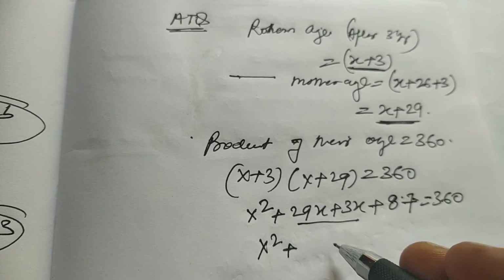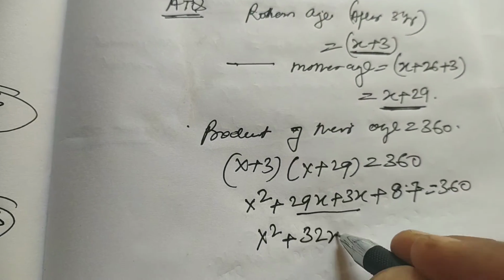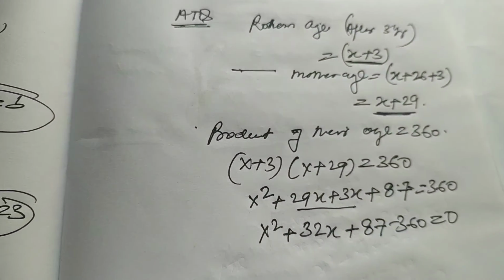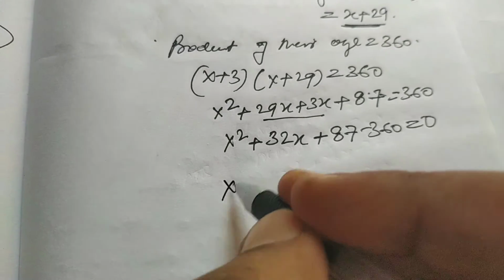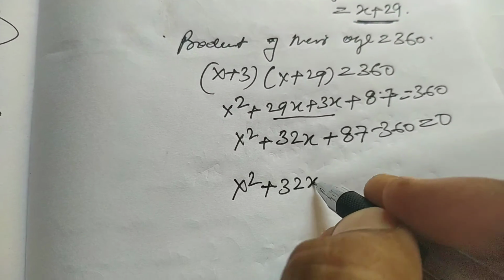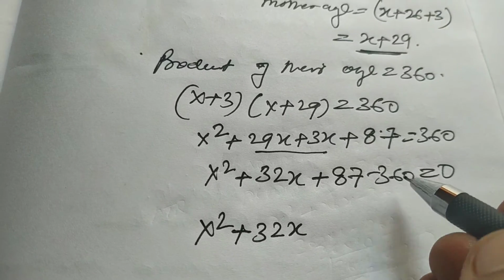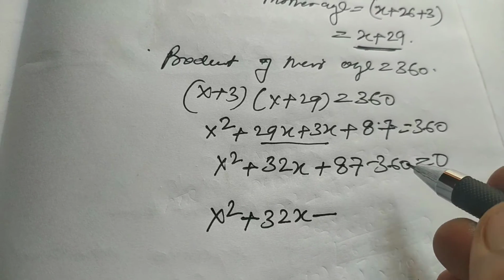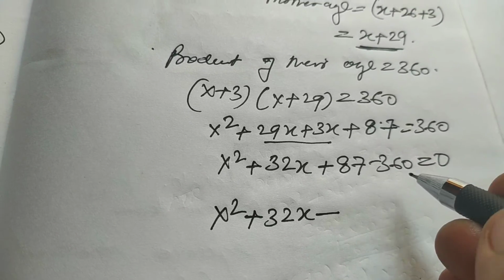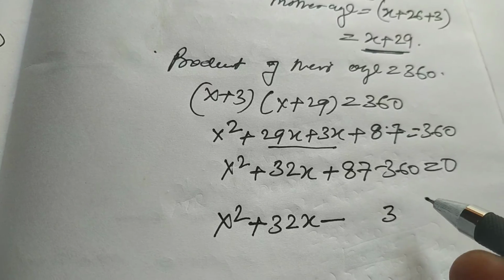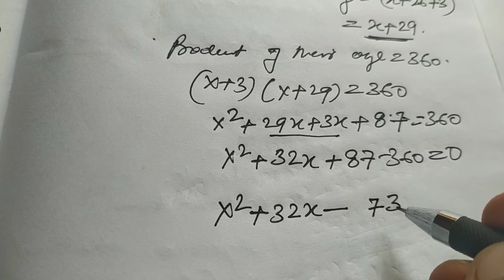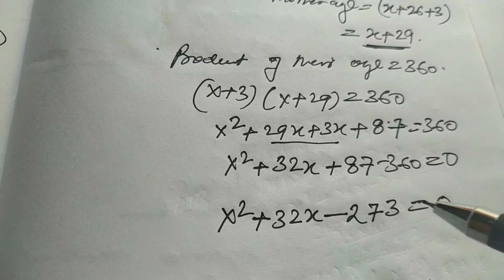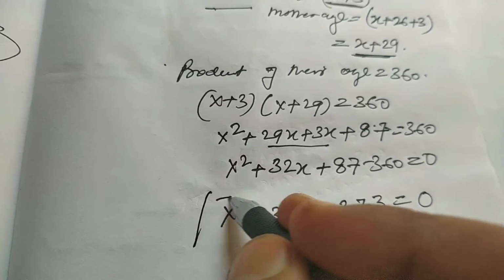The like terms give 32x, so x square plus 32x plus 87 minus 360 is equal to 0. Okay, then x square plus 32x, and the negative sign has the larger value, so we write the negative sign. If you subtract 87 from 360, it is 273, so minus 273 is equal to 0, right? So that is the quadratic equation.